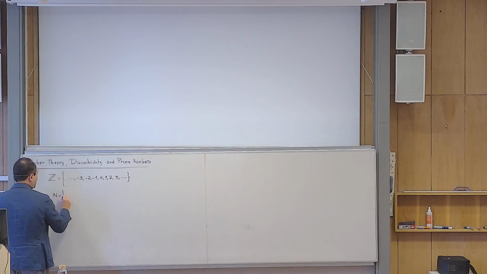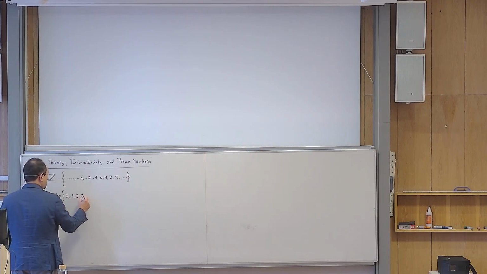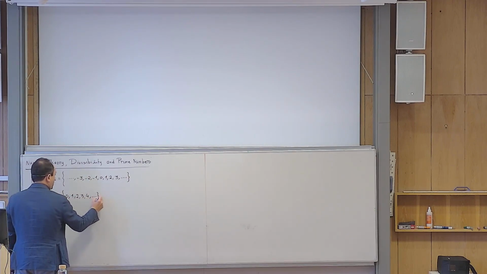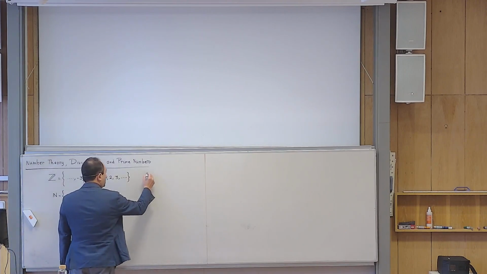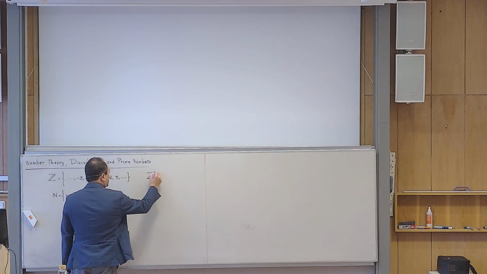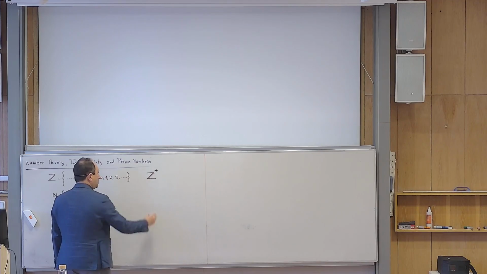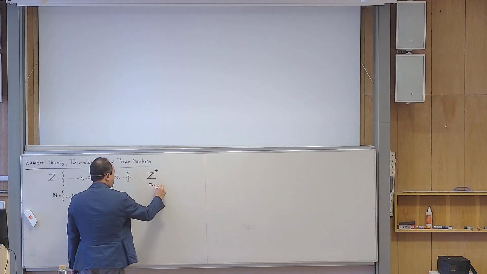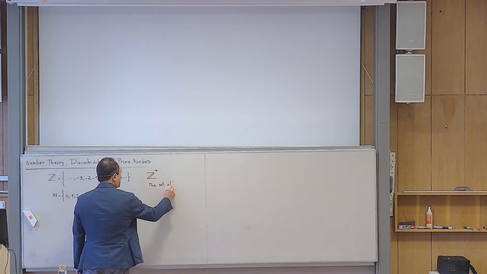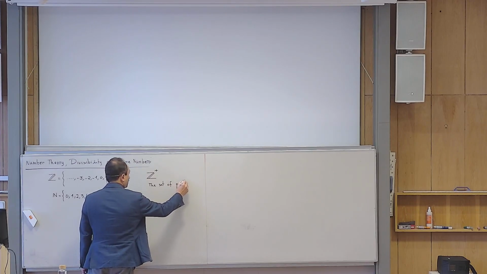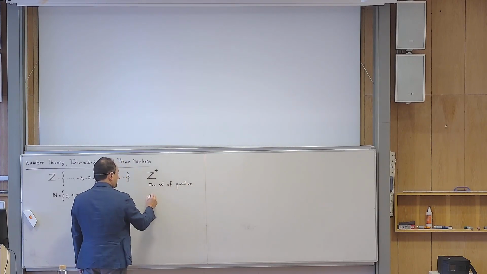Let us consider the European school. In the American school, N starts from 1. In the European one, probably we start from 0, 1, 2, 3, 4, etc. And then in the book, you see this symbol that they put a plus on the top of. This is called the set of positive integers.